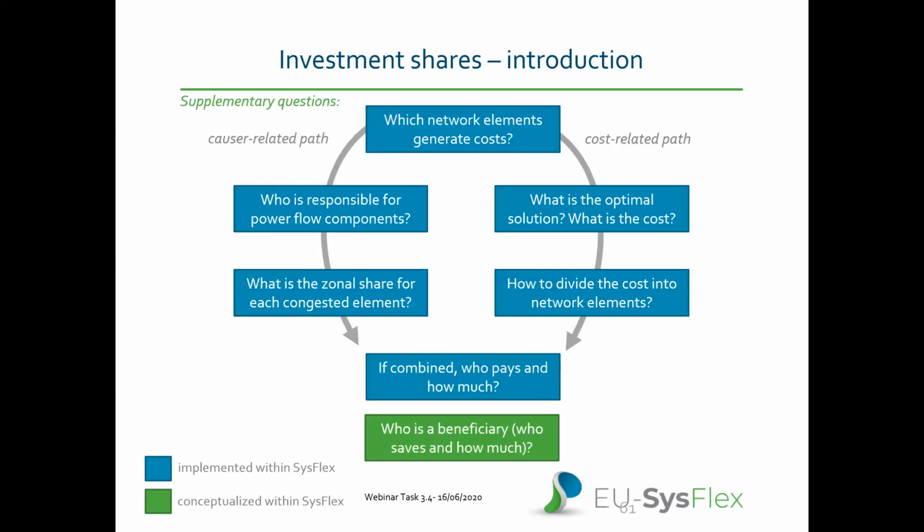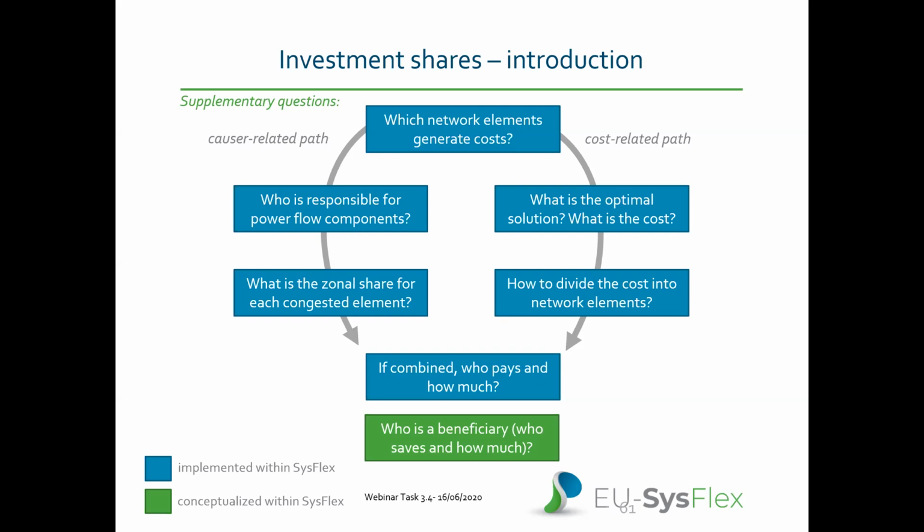Next slide, please. In order to find a reasonable, justifiable cost sharing pattern, we need to answer several supplementary questions. Those questions are guided by the core operators' proposal. The top question is: which network element generates costs? Once we have this, we can follow two paths of reasoning. The right one is a cost related path, where we try to answer the question about the optimal solution. This is what Marcin did. And then how to divide the cost into particular network elements.